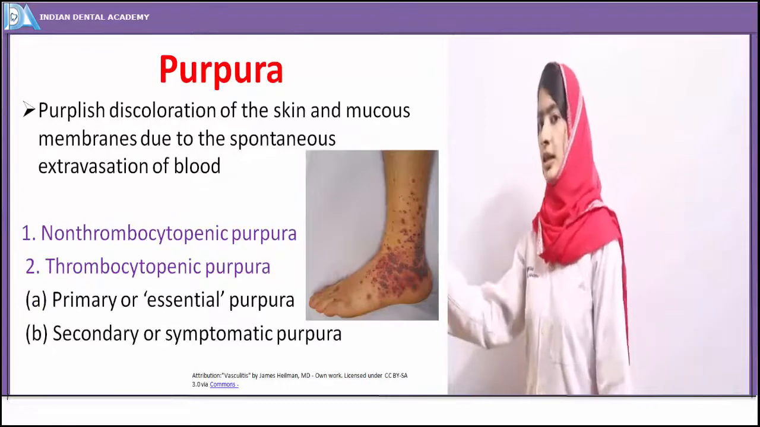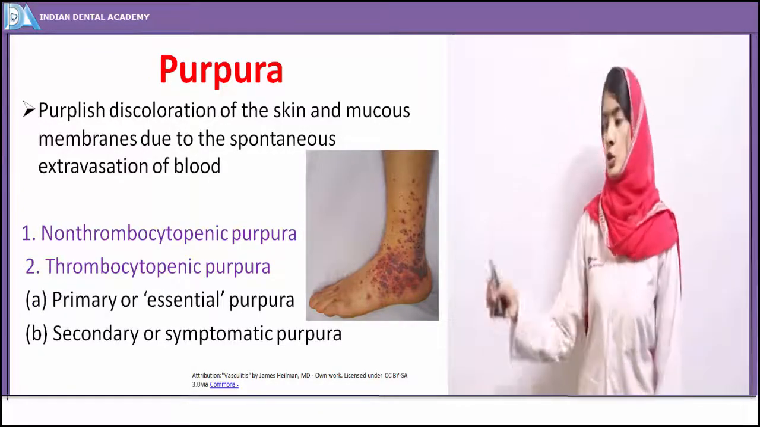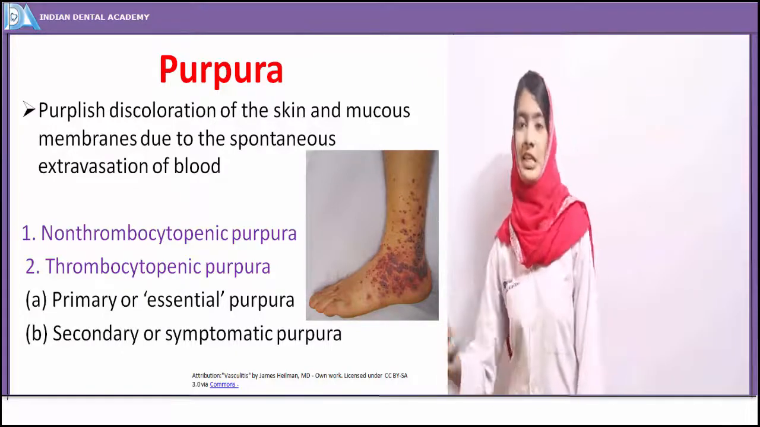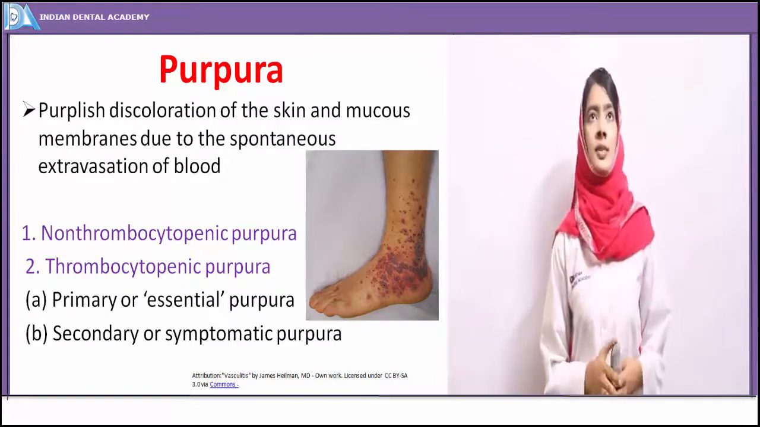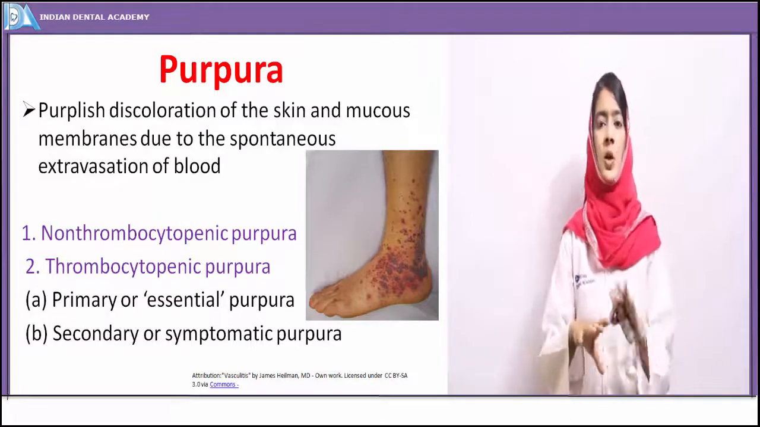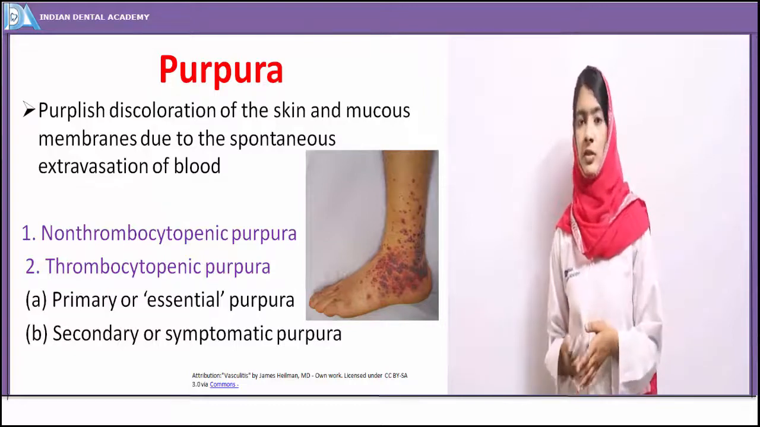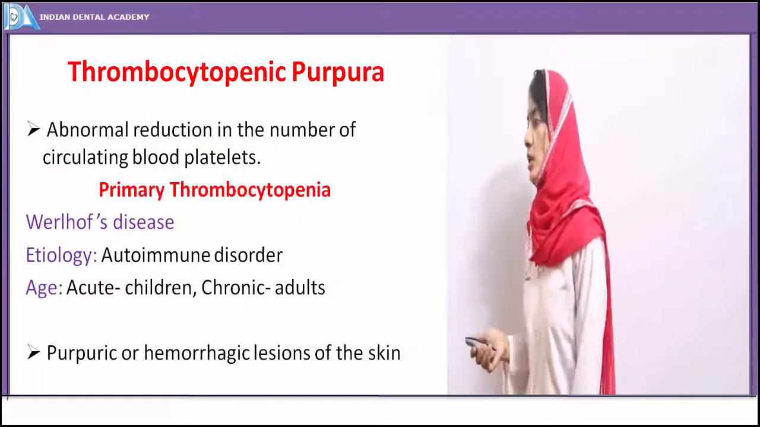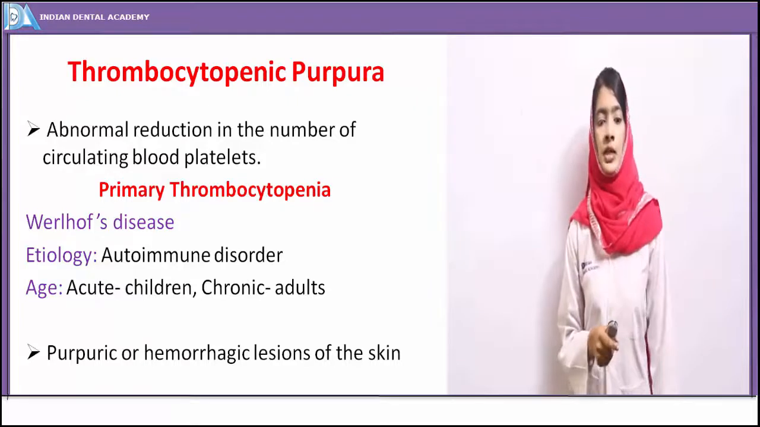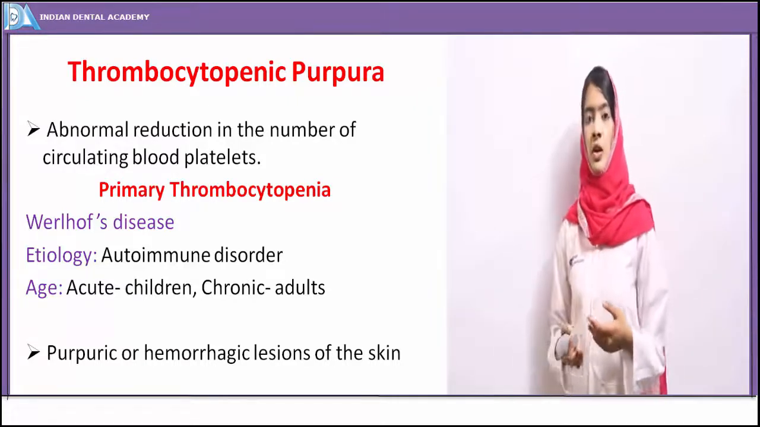As you can see in the clinical picture, the extremity, the feet or the leg, is showing the deposition of the discoloration. These are discolorations which are not raised above the skin surface. They are just deposited on the skin due to extravasation of blood from the capillaries. Okay, primary thrombocytopenia. It's a disease affecting the blood platelets. It's also known as Werlhof disease.